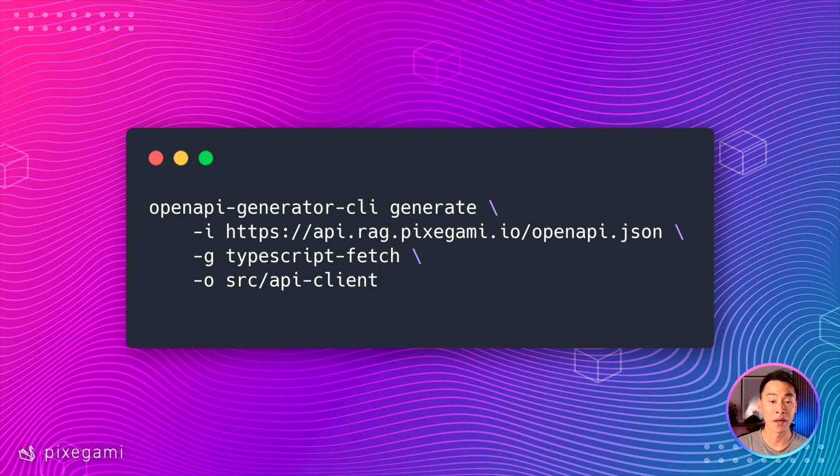Here, I'm pointing it at my deployed endpoint. But if you have your own API endpoint, you should probably update this parameter to point at that instead. And the last argument there is the output. It's telling it where to publish the generated API client. In this case, it's going to be this API client folder in our source directory.